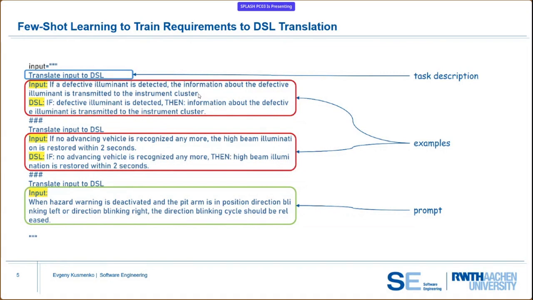And the last part of the input is this green box, and this is basically the task we want to solve here. So it's the requirement to be translated. So here we only give the input, but not the translation. And then we hope that the model would come up with a correct translation.